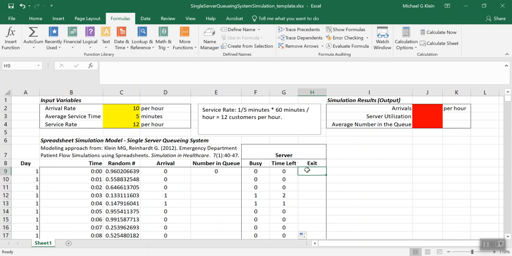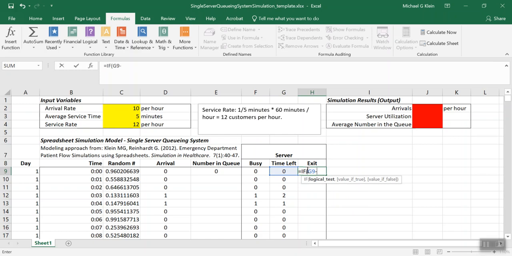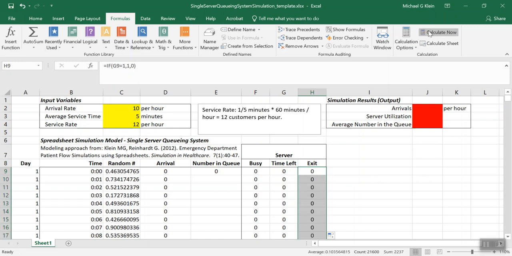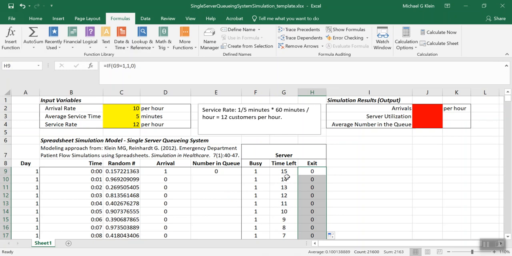And then the final formula in the model that we need to create in row 9 is the exit formula. And this is simply determining if in fact the time left is 1. Anytime that happens, we know that a customer is leaving the system. So we just do G9 equal to 1. If it is, it means somebody's leaving in this particular minute. We're going to have a customer exit, otherwise there's no exit on that minute. And that formula is going to be the same for all minutes, so we can just copy that one down and recalculate. Okay, so there we see somebody being served at the very beginning with the time left of 15 minutes, and it's decrementing down.